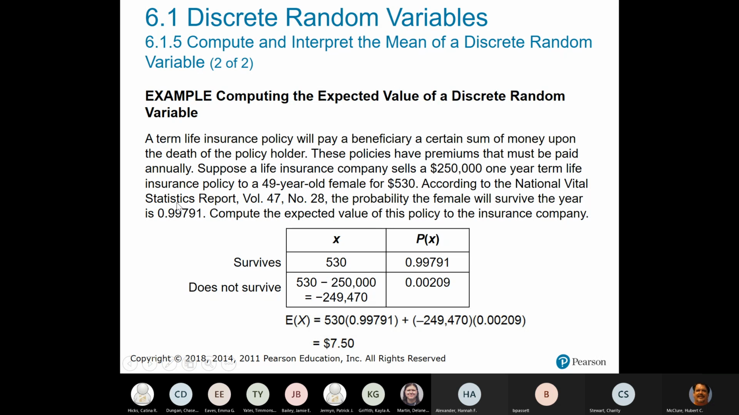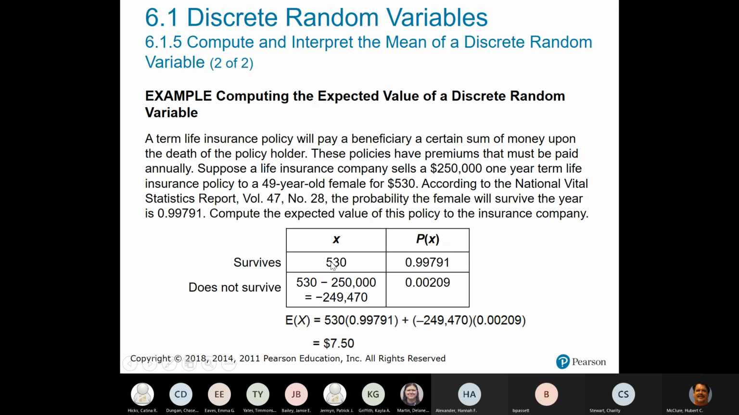So you got two events happening. Survive, that's the event, and does not survive. So if she survives, the insurance company gets what? $530. And the insurance company finishes out the year and everybody's happy. What's this event? This event is what happens if she dies. If she dies, the insurance company loses $249,470. Now, how do we get that number?